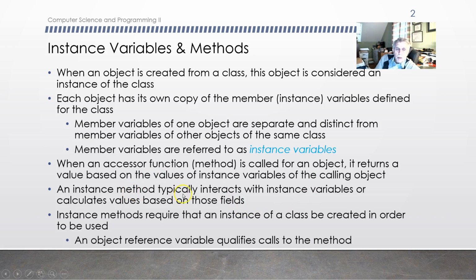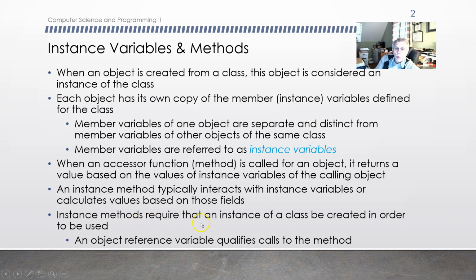So an instance method typically interacts with the instance variables, or what it could do is, instead of just retrieving the value, it could calculate values based upon what's stored in those fields. So remember, rather than storing something that is a derived value, which could become stale, what we do is we calculate it on demand. But in any event, these instance methods or functions will be interacting with the instance variables and the values that they contain.